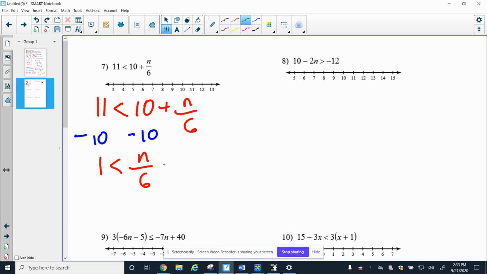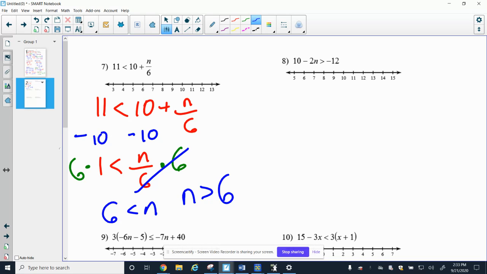N divided by 6, undoing dividing by 6, multiply both sides by 6. Okay, that'll cancel out that dividing by 6. Then we're left with 6 is less than n. Can we always put the variable in front? So that'd be the same thing. The sign faces towards the n. N is greater than 6. Since it's just a greater than and not an or equal to, open circle at 6. We want the values bigger than that, greater than that. So shade to the right. Why don't you guys try to do number 8?